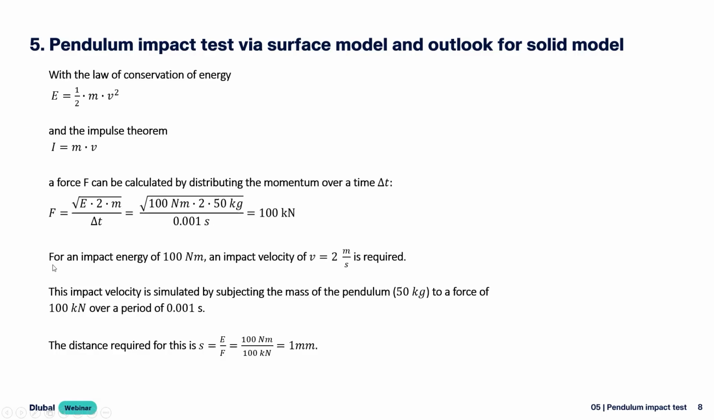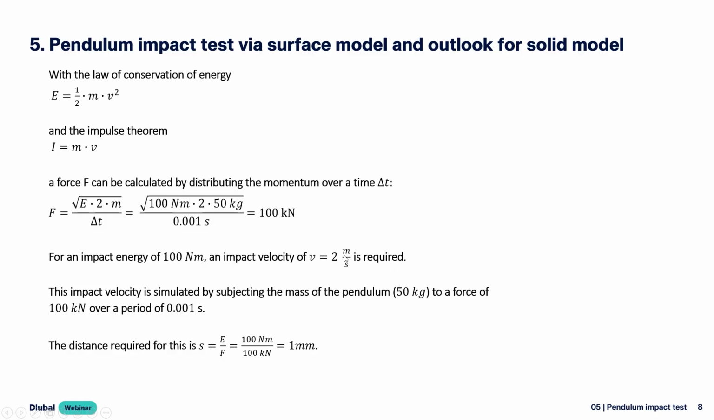And we also know that for an impact energy of 100 Newton meters and a mass of 50 kilograms, the velocity at the impact of this tire would be 2 meters per second. This is something we will validate within the results. So this velocity at the impact will be 2 meters per second. We're going to remember that.